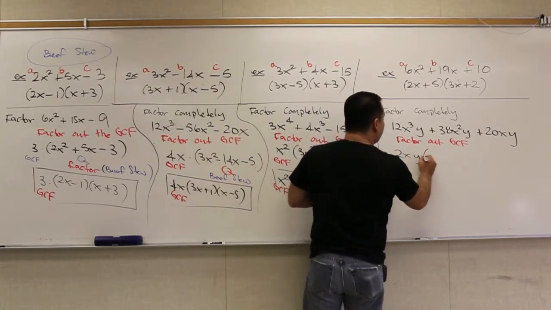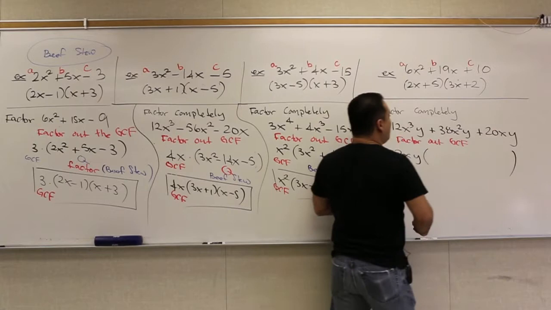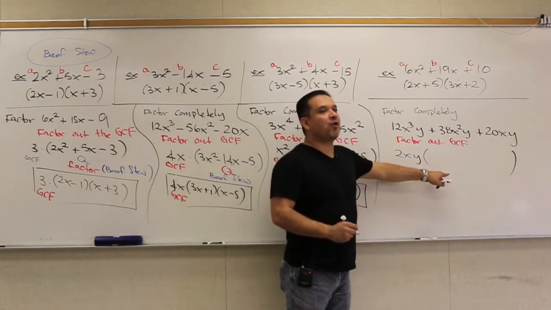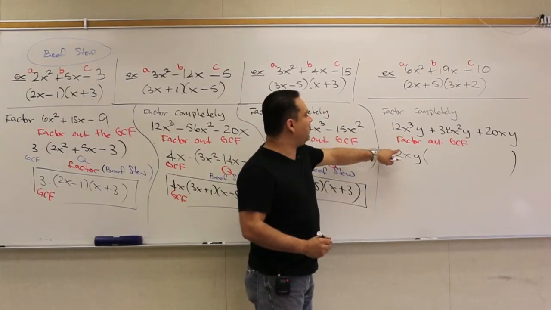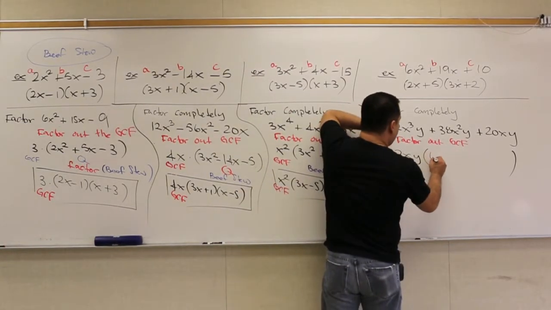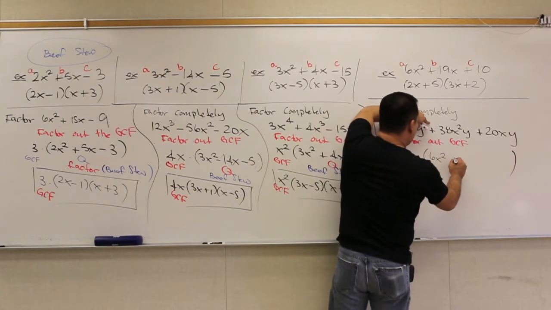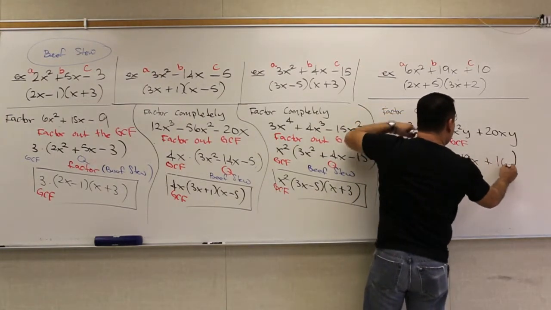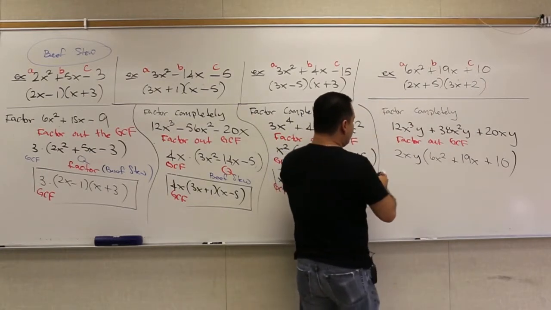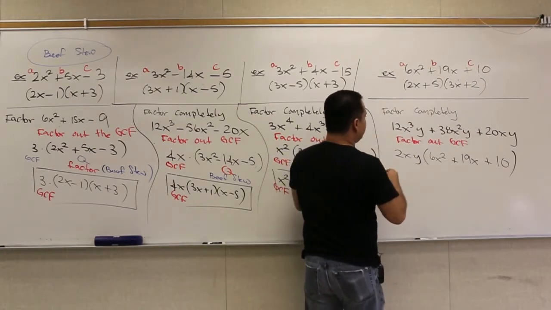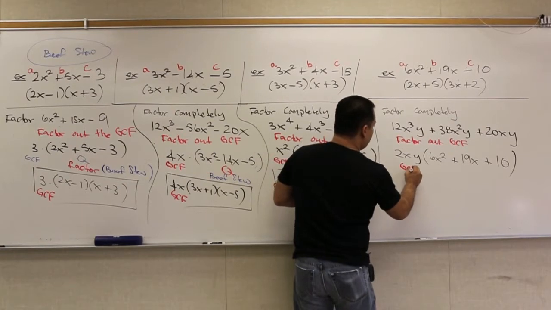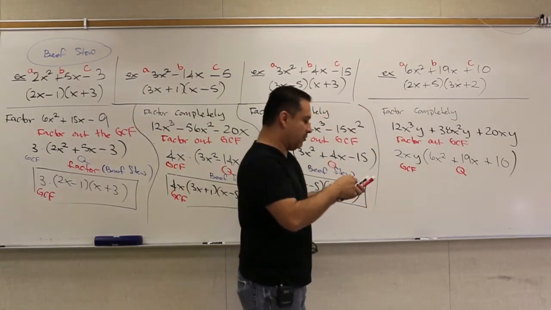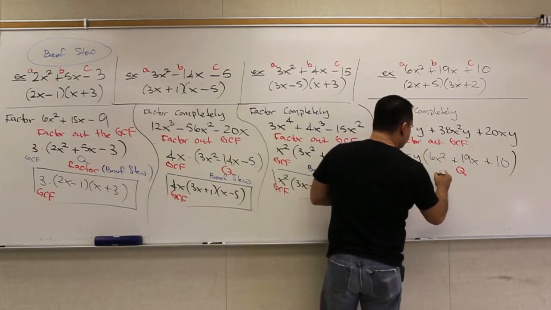2xy, good. They're going to throw in some of those y's. I've seen that. And then now, what's your quotient? Divide here. What do you guys get? 6x squared plus what? 19x plus what? Plus 10. So here's the greatest common factor, and here's your what? Here's your quotient. What recipe do you guys have to use? Beef stew.